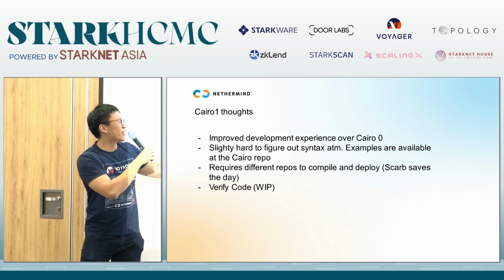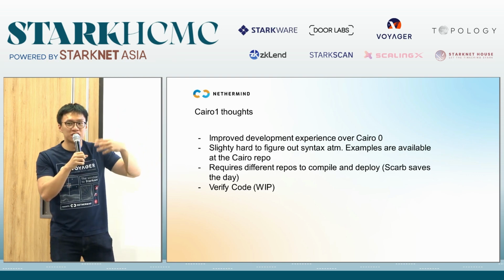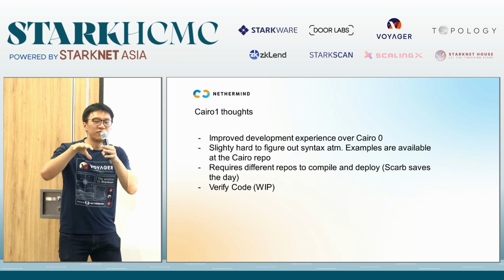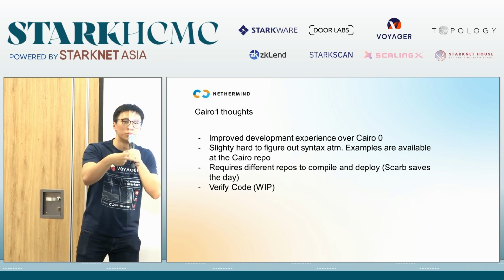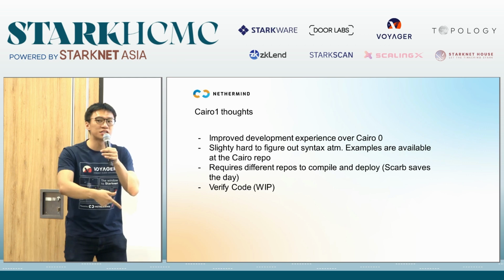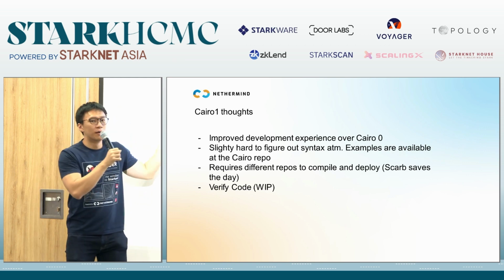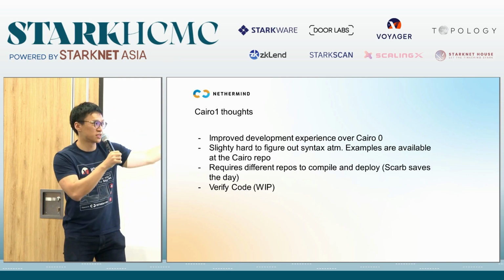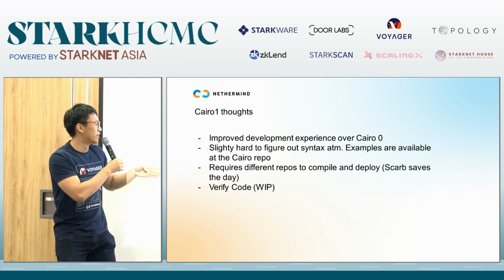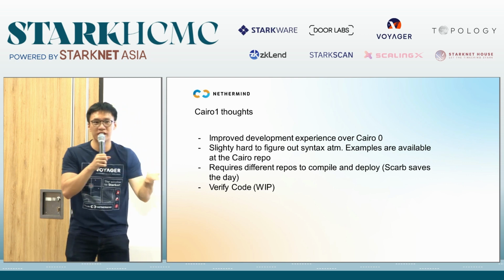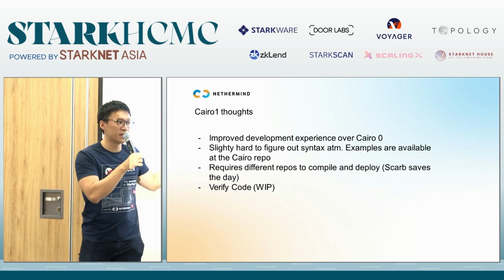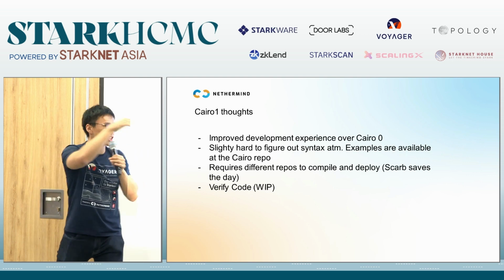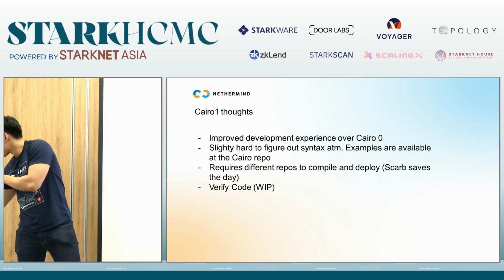At this point in time, the Cairo version updates from time to time. Sometimes it's kind of annoying: you need to have the CLI on Python to deploy, and you need to compile in Rust. But Scarb is a tool that helps you do all that in one package, so Scarb is the workaround for that. And verifying code is still a work in progress, at least on Voyager, because it's just not easy to do that logic, but we are working on that.